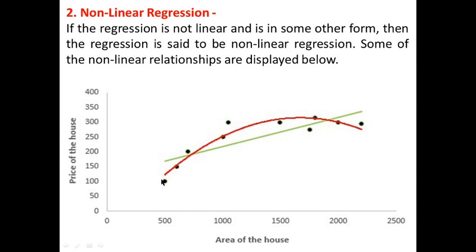It is known as non-linear regression. The straight line indicates linear regression. That means as the area of houses increases, naturally the prices of houses also increase. But what happens in this case? The area of the house increases, the prices of the house also increase, but at one stage, that means 1500 square feet, the prices decline. Thank you.